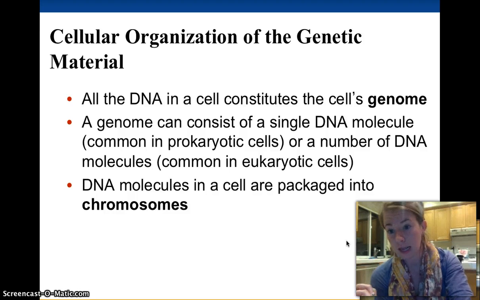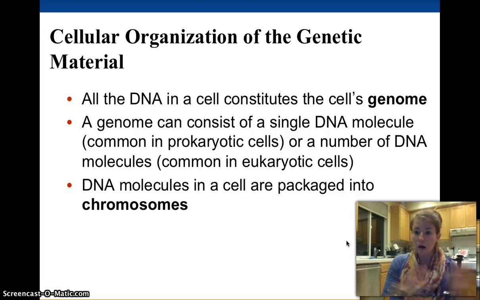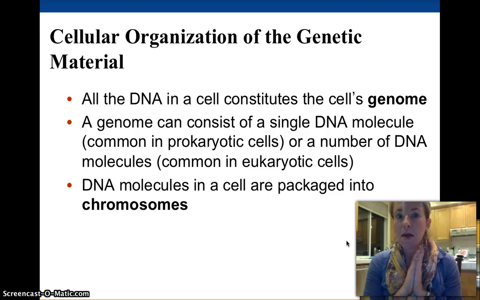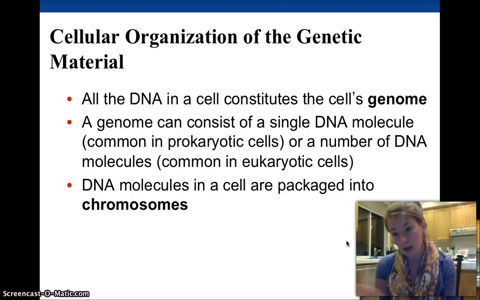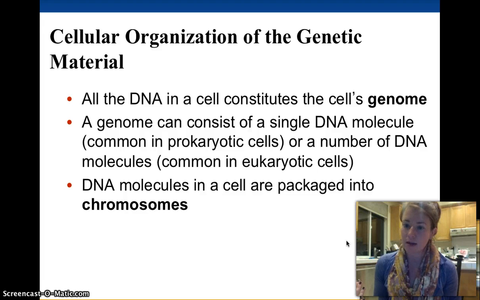So let's talk about DNA. All of the DNA inside of a cell, we call the cell's genome. So it's all the DNA. If you guys have ever heard of mapping the human genome, we now know where every single gene is in all of our 46 chromosomes. A genome can consist of one DNA molecule. If we're talking about a bacterial cell or another prokaryote, they only have one DNA molecule, whereas we have 46 different DNA molecules. So the genome can consist of many different kinds of DNA.